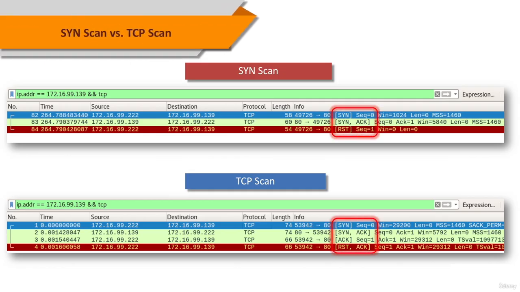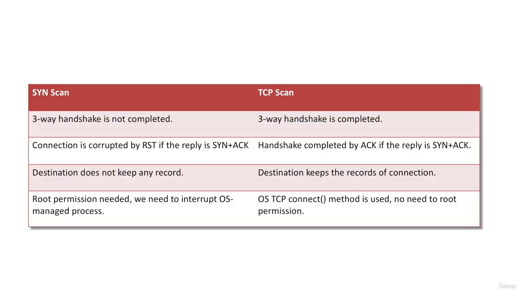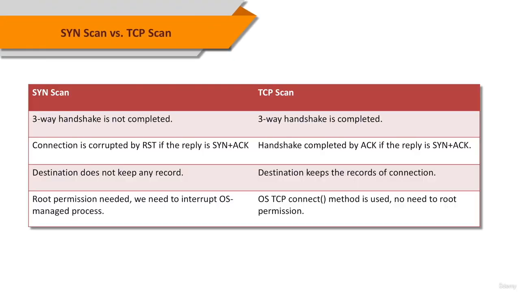So here we have a comparison between SYN scan packets and TCP scan packets for an open port. In SYN scan, Nmap has interrupted the three-way handshake with a RST packet. In TCP scan, on the other hand, the three-way handshake is completed and the communication is established. So let's see the differences between the SYN scan and the TCP scan in a table. The three-way handshake is not completed in SYN scan while it's completed in TCP scan. A RST packet is sent when a SYN-ACK is received in SYN scan, while an ACK packet is sent in TCP scan.